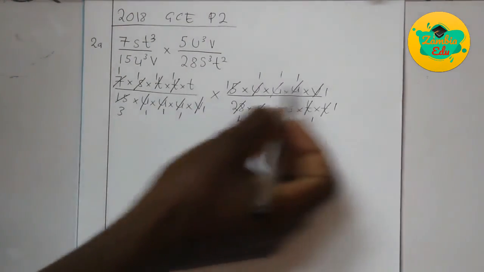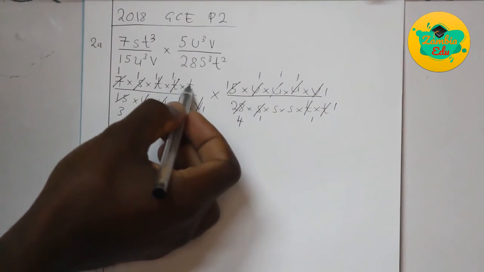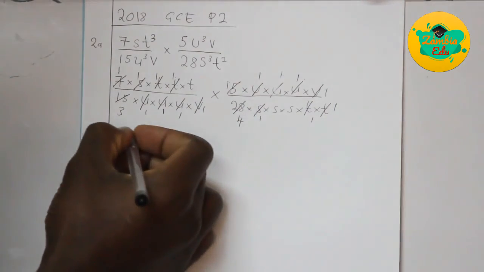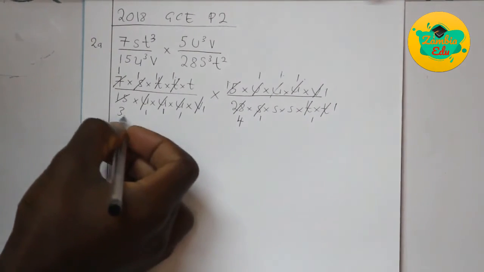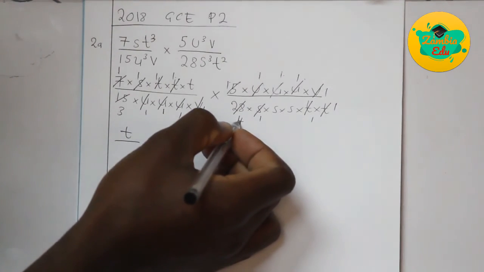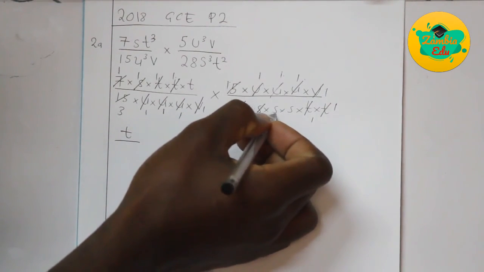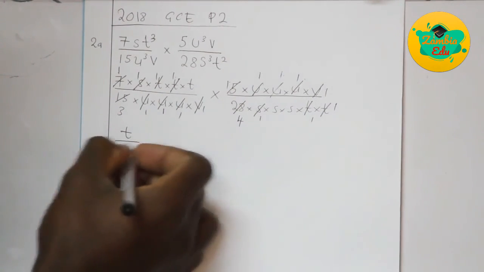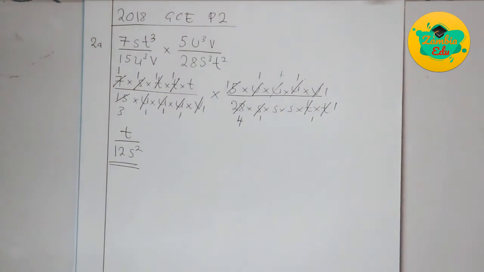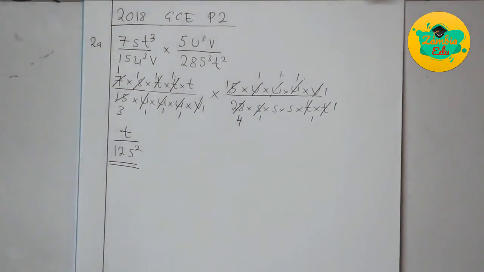So now we check what we have on top. 1 times 1 times 1 times 1 times T. We have T. T times 1 times 1 times 1 times 1 times 1. So we just have a T there over 3 times 1 times 1 times 1 times 1, 3. 3 times 4, 12. 12 times 1, 12. Times S times S is 12s squared. So we have 12s squared being our answer. So we've solved question 2a under algebra, and we do the last question that came under the 2018 paper GCE.